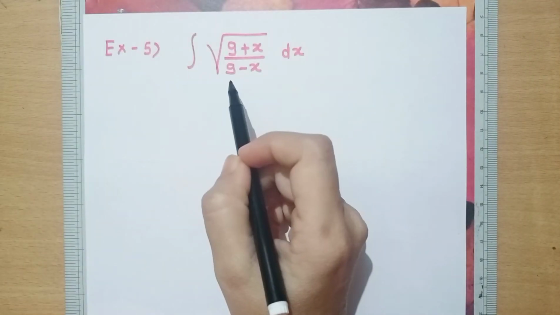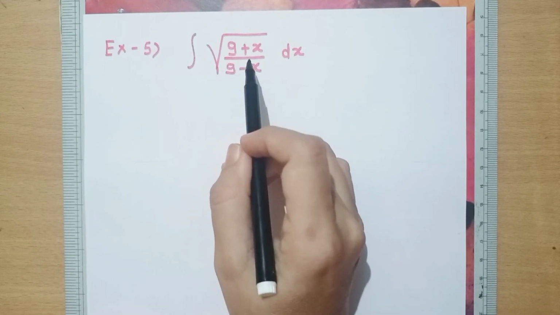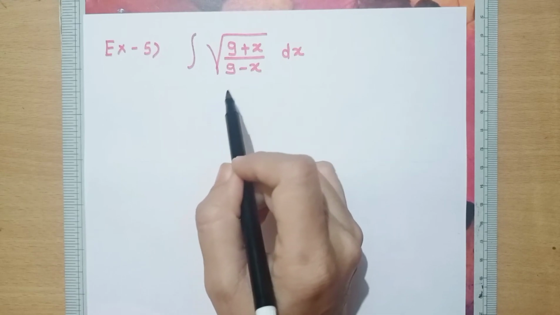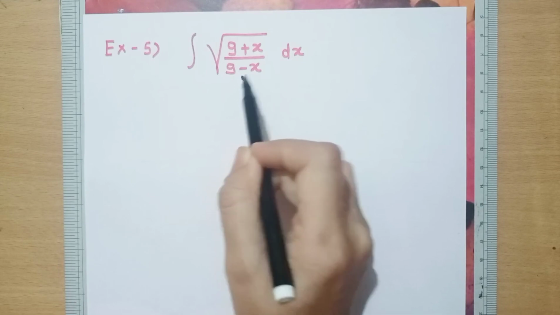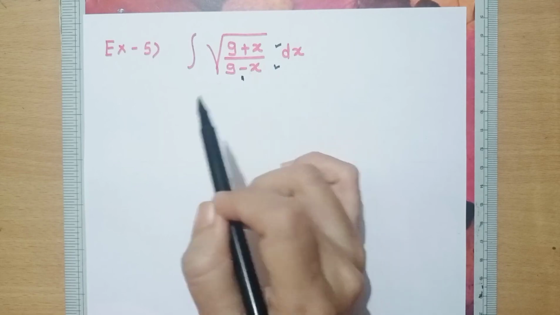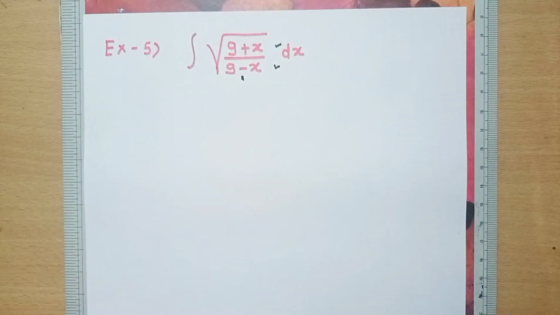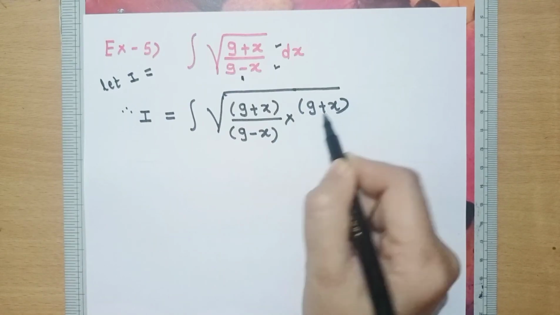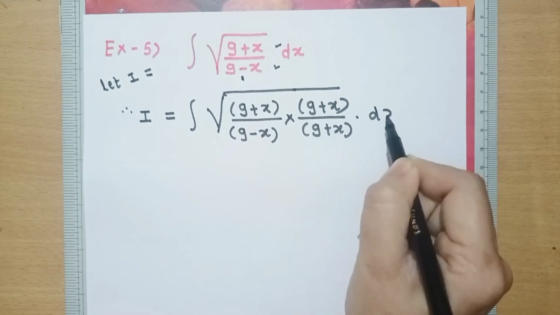This is our next example, and look at this integrand. You cannot see this in standard form. We cannot observe the square term. So we will multiply by the conjugate of this denominator upside and downside, and we will make this in standard form. Its conjugate is 9 plus x. So same we will multiply here also, and this is dx.